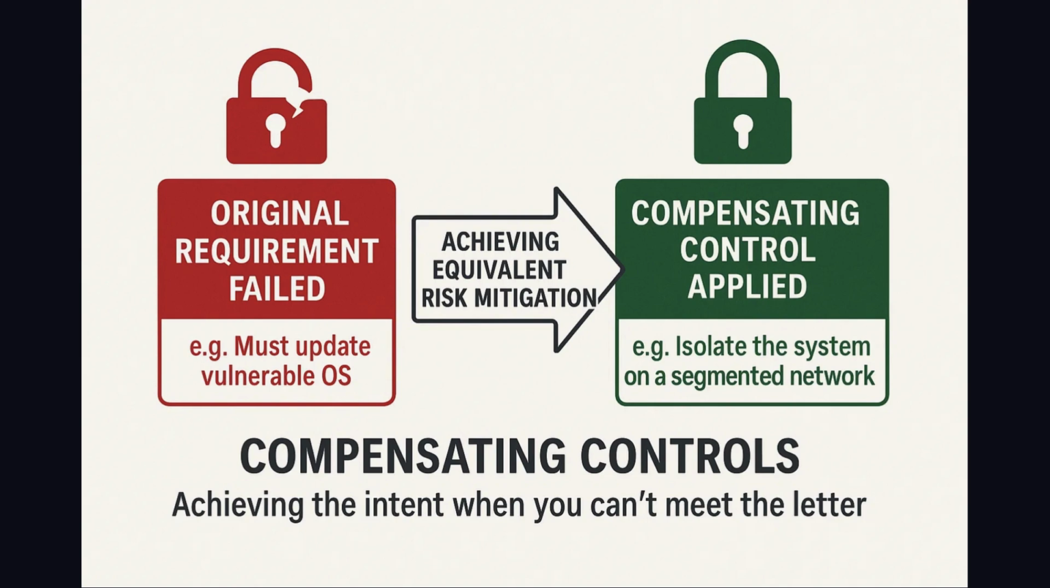A practical example: imagine a business application only runs on an outdated operating system, which is prohibited by policy due to vulnerabilities. The company cannot upgrade, so they have a policy exception. The compensating control would be to run that vulnerable system on an isolated network, with little or no access to other systems. This dramatically reduces the risk even though the literal requirement, an up-to-date OS, is not met. Remember, compensating controls are often adopted to address a temporary exception. Organizations should always have a remediation plan to eventually comply with the literal meaning of the original control.